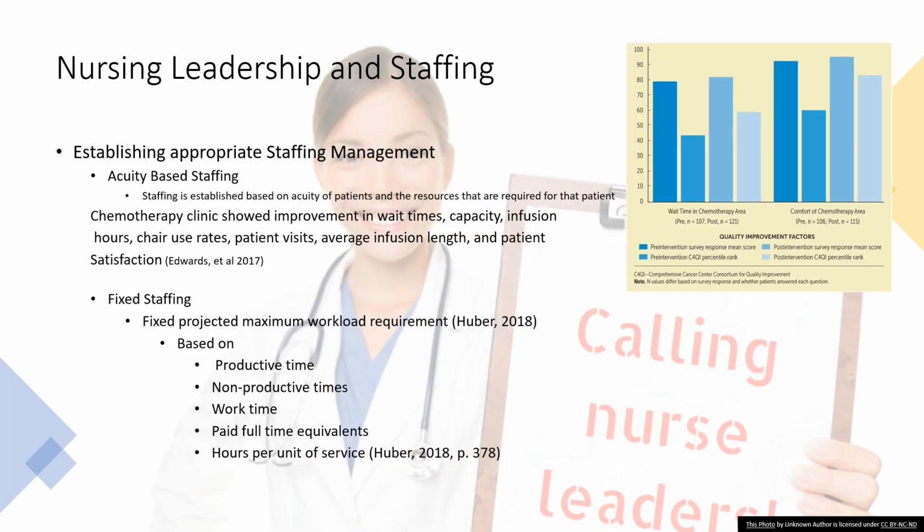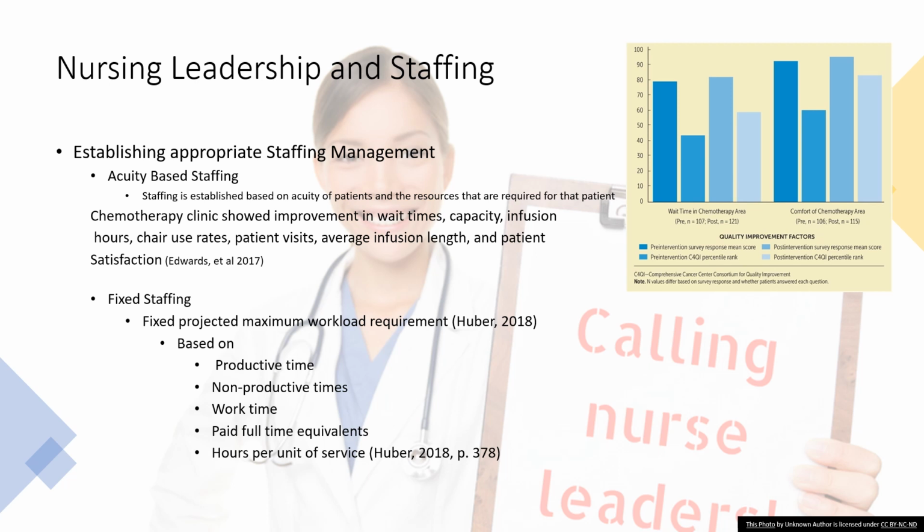So what can nursing leadership do to help with these staffing issues and to implement safe staffing on their units? First, they need to establish an appropriate staffing management. There are different types of staffing that they can use depending on their unit and what they think is most appropriate. One of the types of staffing is acuity-based staffing.